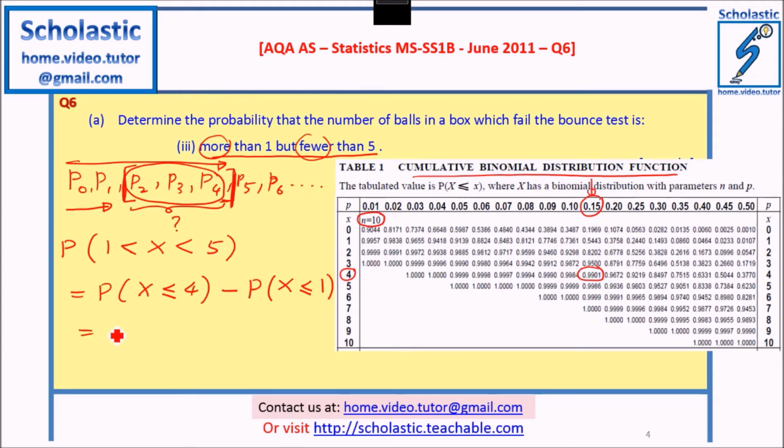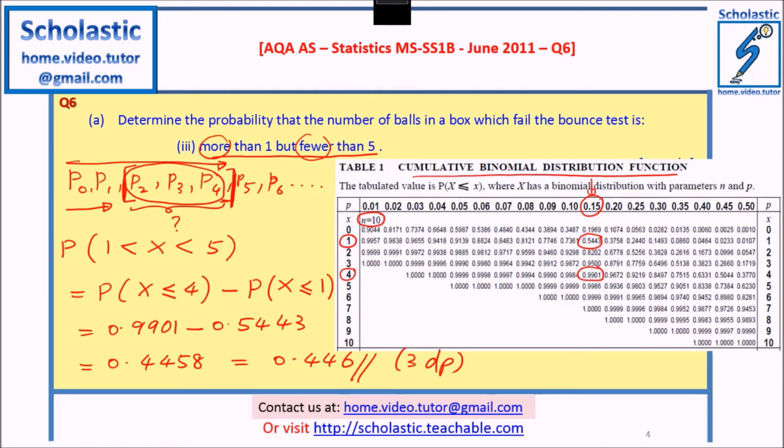That means 0.9901 minus, and then go to this one, x equal to 1 in this case, and again the same probability here, 0.5443. So when you simplify, we get 0.4458, which is equal to 0.446 to 3 decimal points. That is the condition for more than 1 but fewer than 5 balls to fail.